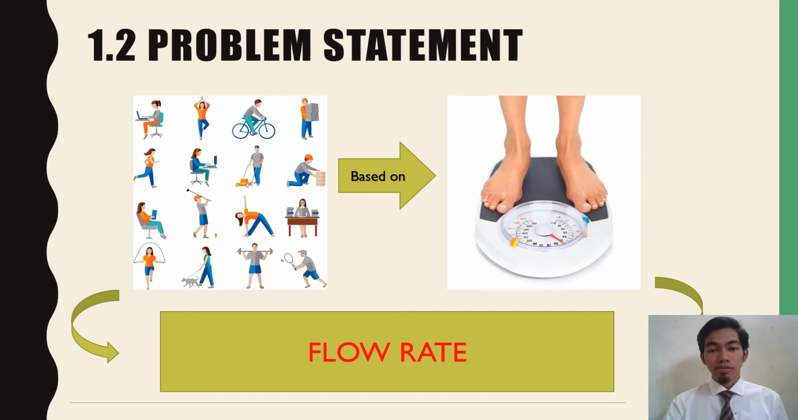Next is my problem statement. The routine activities such as walking and jogging has their own average loading based on our body weight. So this variation loading is differ due to the variation of flow rate, and this study was focusing on evaluating pressure drop and shear stress under variation of flow rate to calculate the permeability of cancellous bone.